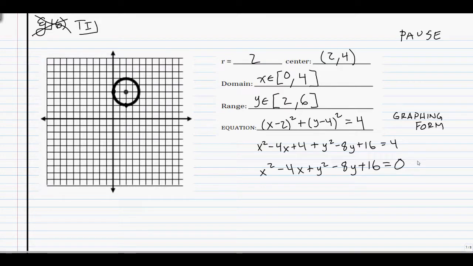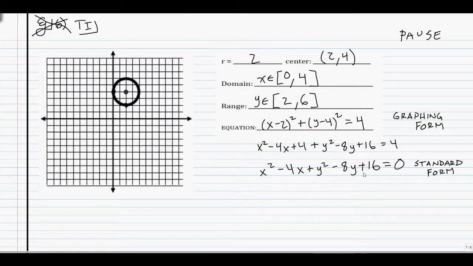The second one down here is called standard form. Sometimes it's also called quadratic form. I've seen it both ways. But either way, basically what I've done is I've taken the graphing form equation, and I've multiplied out these binomials. (x − 2)² becomes x² − 4x + 4. (y − 4)² becomes y² − 8y + 16. And it was all equal to 4 anyway, and then I just moved everything over.